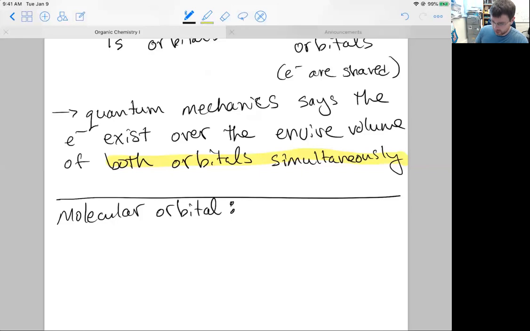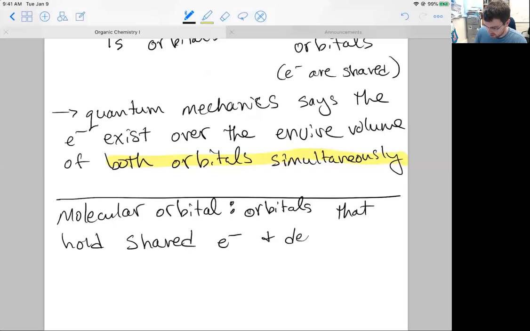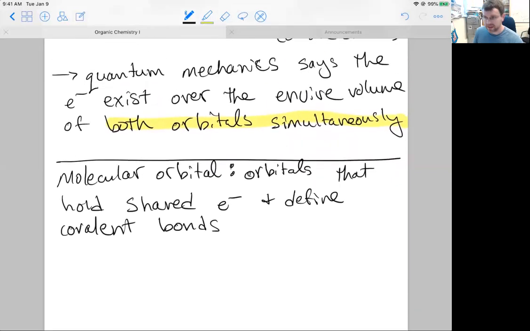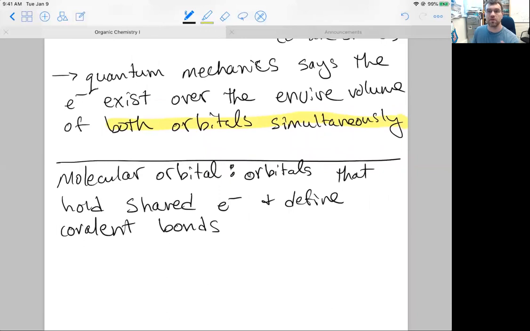Anyway, so molecular orbitals. These are, back to the topic at hand, orbitals that hold shared electrons and define covalent bonds. This is a bit of a lazy definition, but it's an important piece of what a molecular orbital is captured by this definition. That is to say, when you have a covalent bond and the electrons are shared between two atoms, the electrons no longer exist in atomic orbitals, they now exist in molecular orbitals. So as soon as you form molecules, you have molecular orbitals.